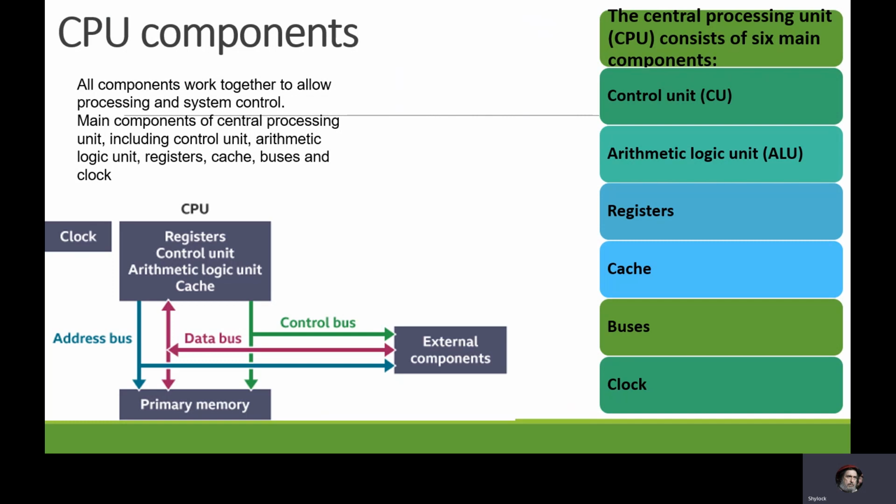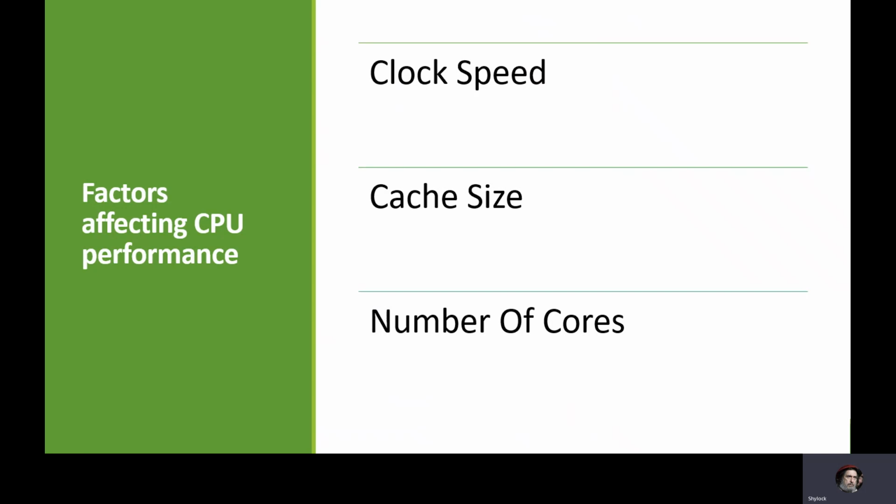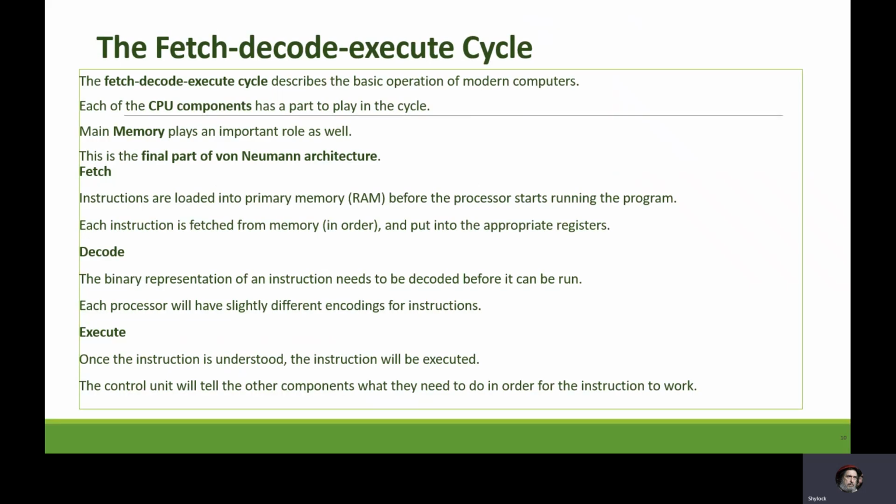Now, the CPU is composed of the control unit, arithmetic logic unit, registers, cache, buses, and clock. Now, all components work together to allow processing and system control. These are the main components of the central processing unit, including the control unit, arithmetic logic unit, registers, cache, bus, and clock. Now, there are some factors that affect the CPU. These factors are clock speed, cache size, and number of cores.